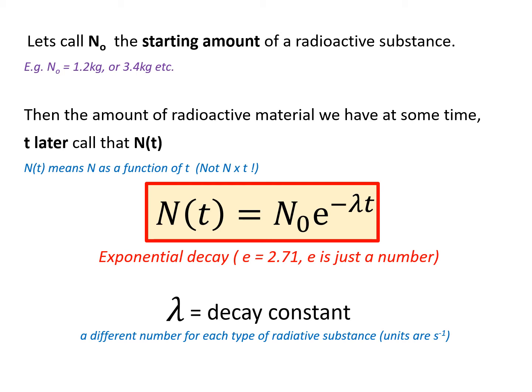So the amount of radioactive substance at any given time t is going to be the amount we started with, N0, times the exponential of minus lambda times t, where t is the time and lambda is a constant called the decay constant, which will be different for every different radioactive substance. So every radioactive substance decays exponentially, but the precise speed at which it decays depends on the nature of the substance that we've got. e stands for the exponential, so e is just a number, 2.71. The units of the decay constant are going to be inverse seconds.